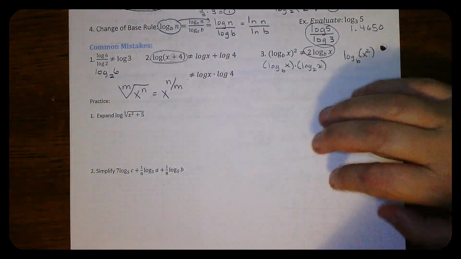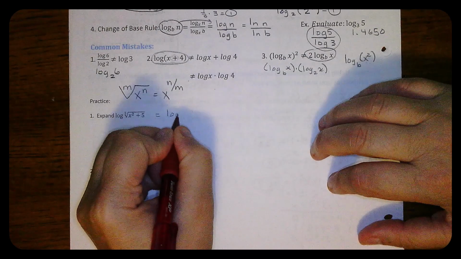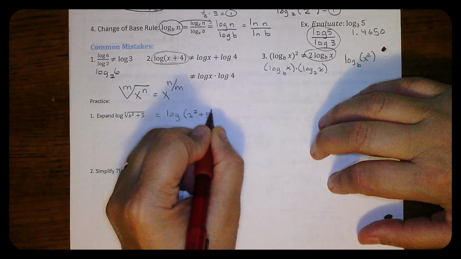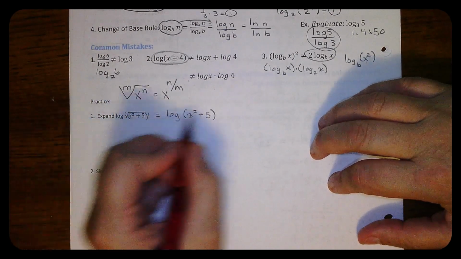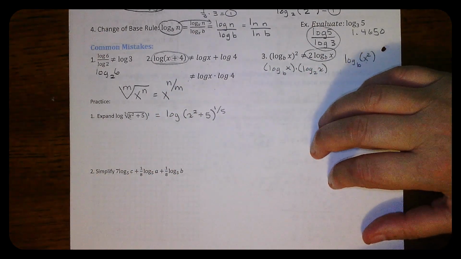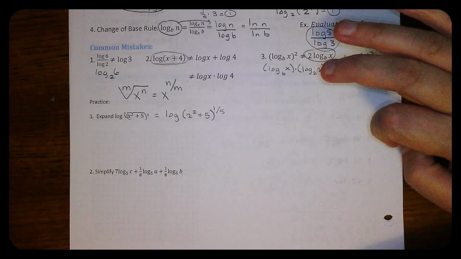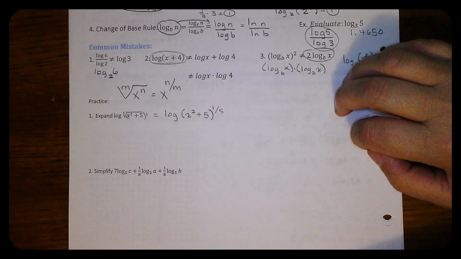All right, so the first thing we have to do here is rewrite that using this rule. So that would be the log of x squared plus 5. And that whole thing is underneath there, so that has an understood 1. So that's going to be x squared plus 5 to the 1/5. Okay, so that's not a log rule. We can't use any of our log rules until we get rid of the radical. So we have to rewrite it.